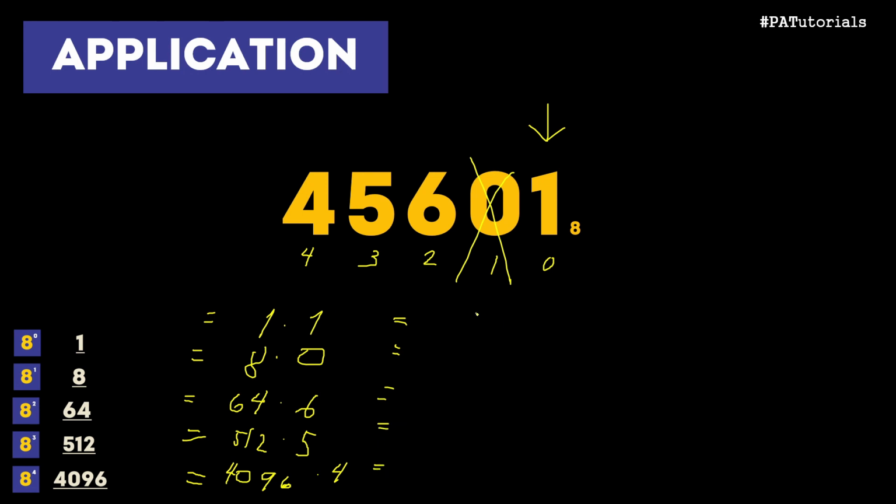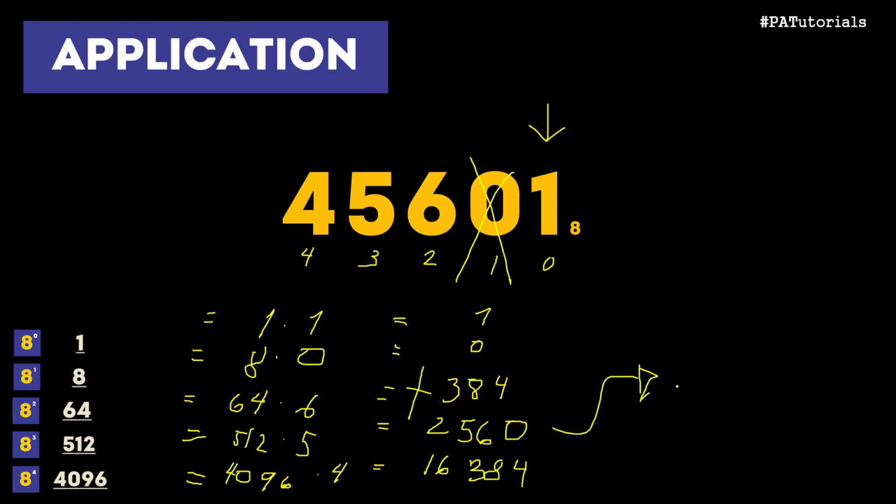So, 1 times 1, that would be 1. 8 times 0, that would be 0. Then, 64 times 6, that would be equal to 384. Next would be 512 times 5, that would be equal to 2,560. And then, yung 4,096 times 4 is equal to 16,384. Ayan, medyo malalaki na yung values natin, pero kailangan natin i-add para makasurvive tayo at masagutan natin itong example na to. Okay? So, ang answer natin would be 19,329 base 10.